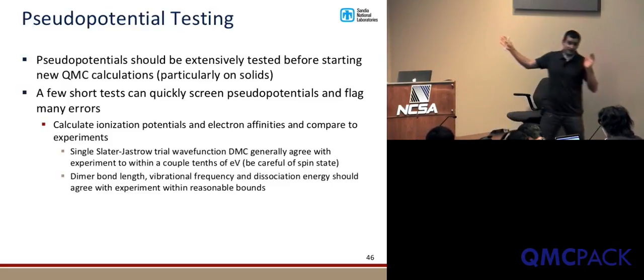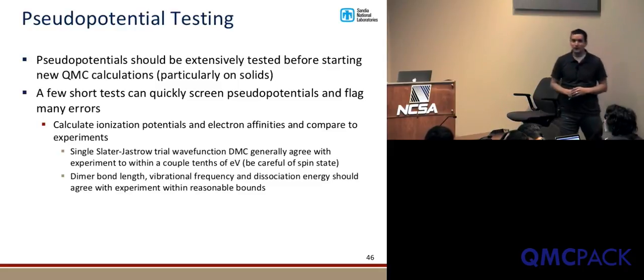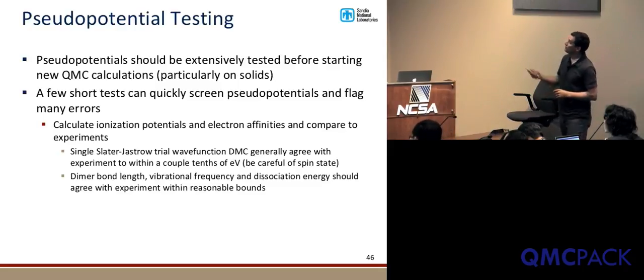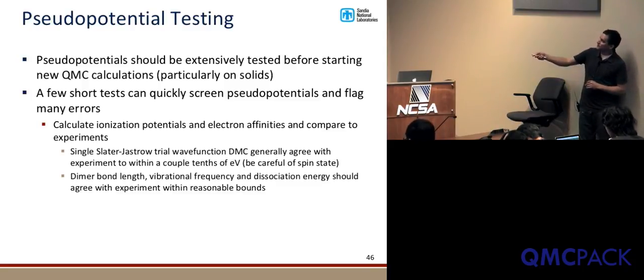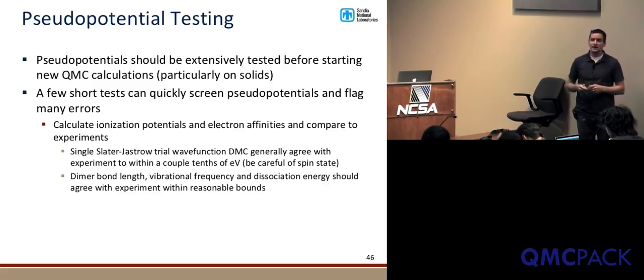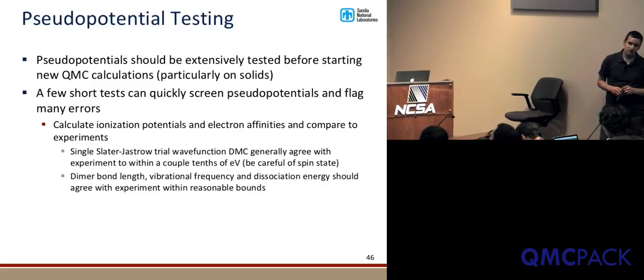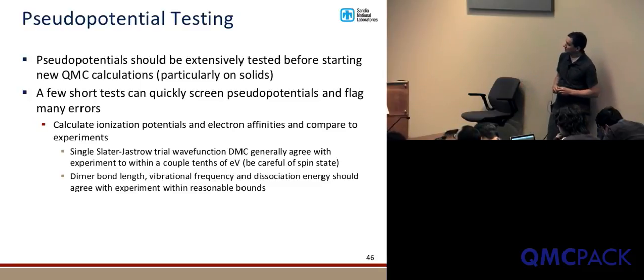So of course you want to test these things. Again, these are all expensive calculations, particularly as you worry about finite size effects. We should be looking for short tests, things that I can run on my workstation, let's say, and flag potential pseudopotentials for errors. So one that has been found to be pretty powerful is just look at your isolated atom and calculate ionization potentials and electron affinities. So pull an electron off, calculate the energy versus the ambient.